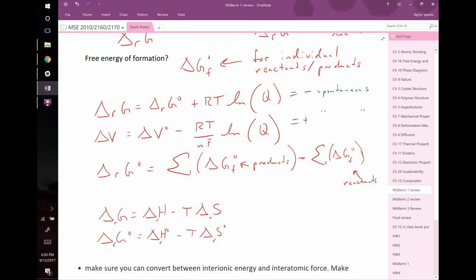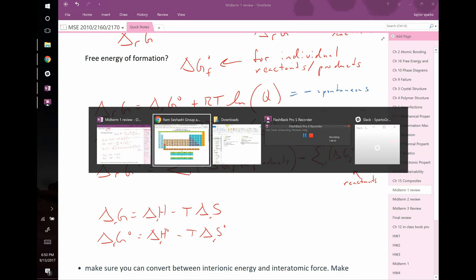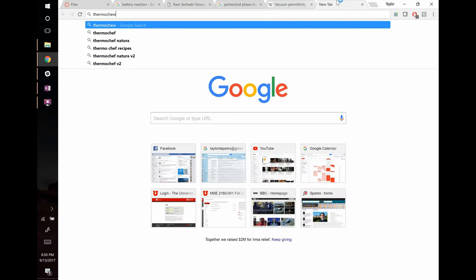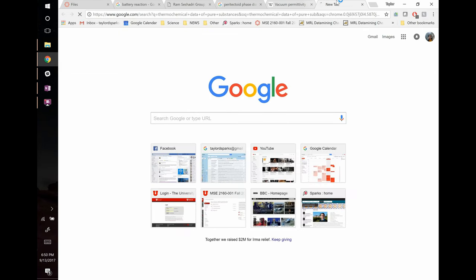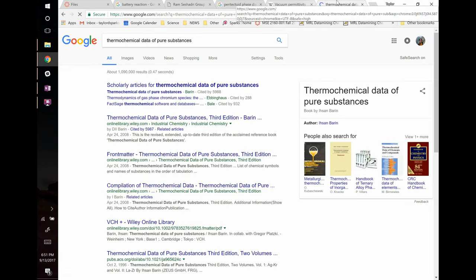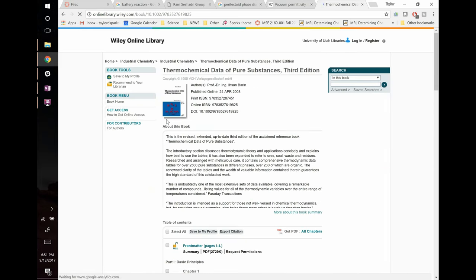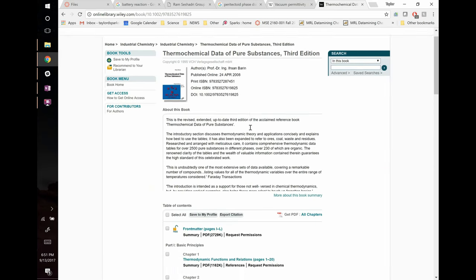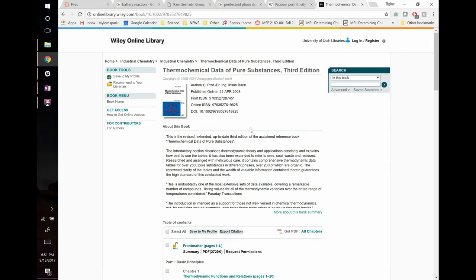Good question. I have a giant book. You go to the internet and you punch in thermochemical data of pure substances. And hopefully you can find the PDF because the book is a beast. It costs so much money. It's monstrous. If you want to come, I can show you the book in my office. There are two tomes. They're massive. And that's where you get them from.